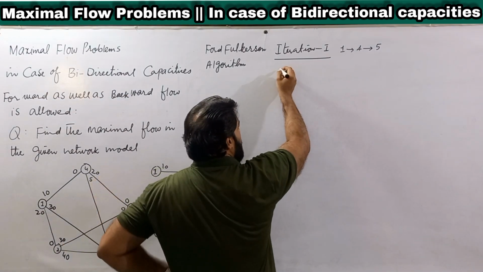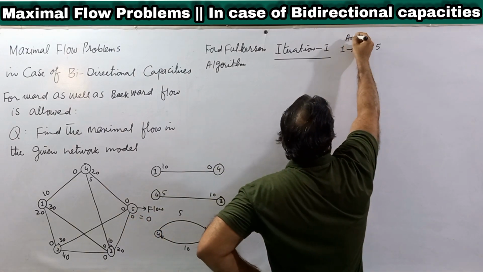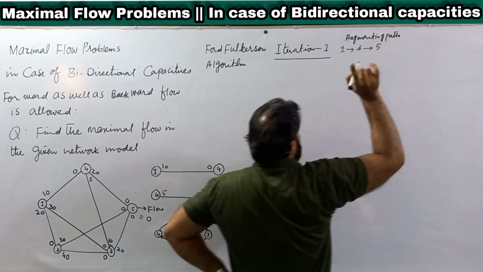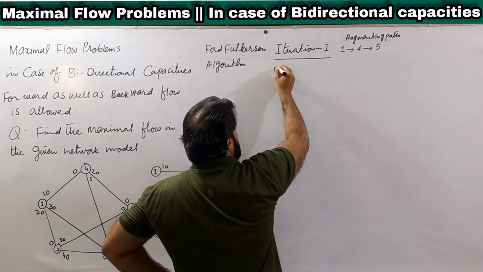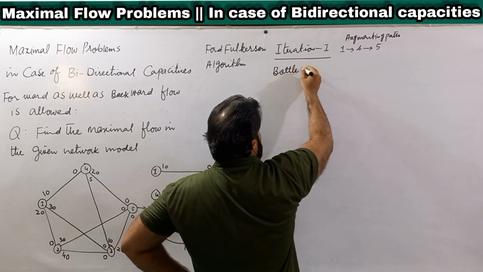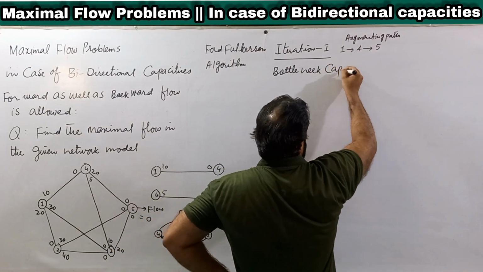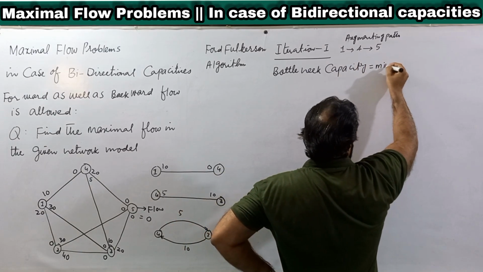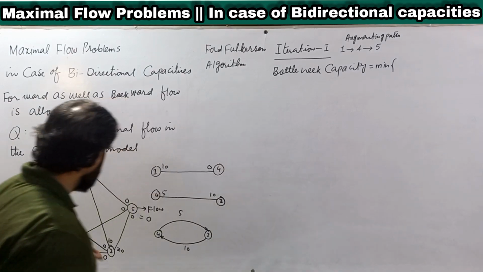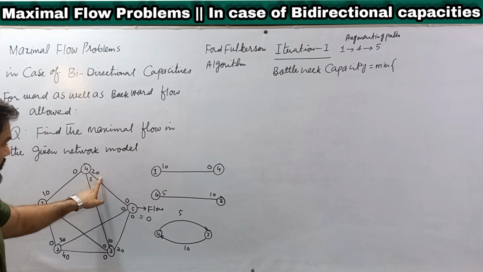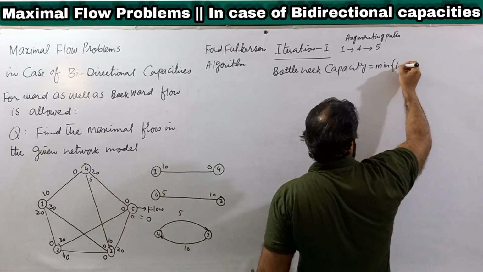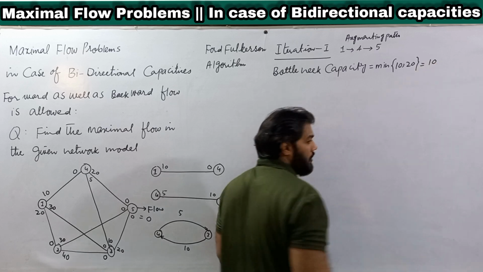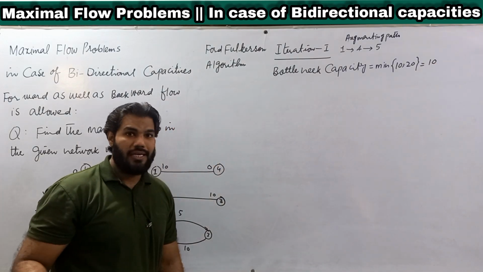So after choosing the augmenting path, we find the bottleneck capacity. The bottleneck capacity of this path is the minimum of the numbers. The first number is 10 and the second number is 20. So the bottleneck capacity in this case is equal to 10.